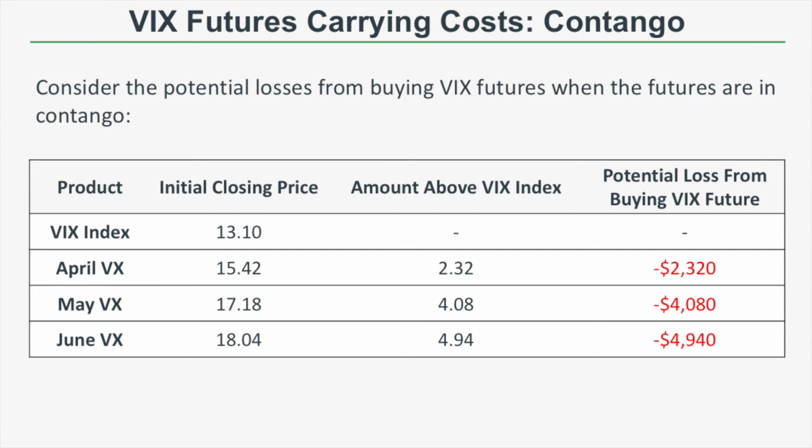And since the contract multiplier for a VIX future is $1,000, you'll lose $2,320. Now, if you buy the June VIX future at 18.04, that future is $4.94 above the VIX index value of 13.10. So if the VIX index stays at 13.10 and you bought that June VIX future at 18.04, you'll lose $4,940 from the convergence of that VIX future to the VIX index through its settlement in June. So in other words, if you buy that June VIX future at 18.04, you're essentially saying you believe the VIX index will be higher than 18.04 by the time the June VIX settlement approaches.